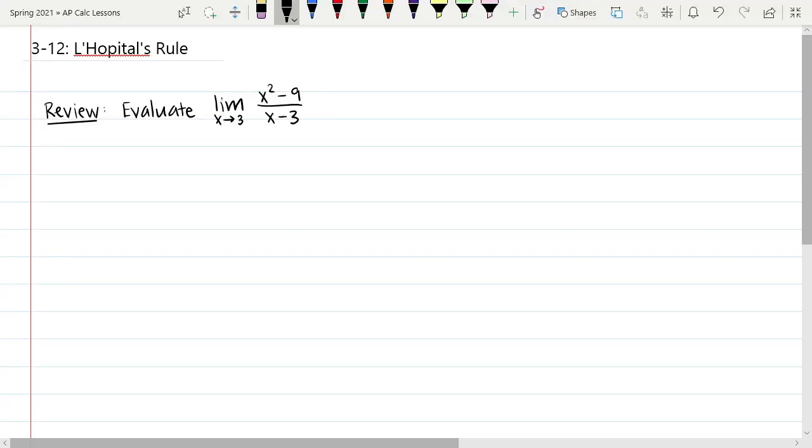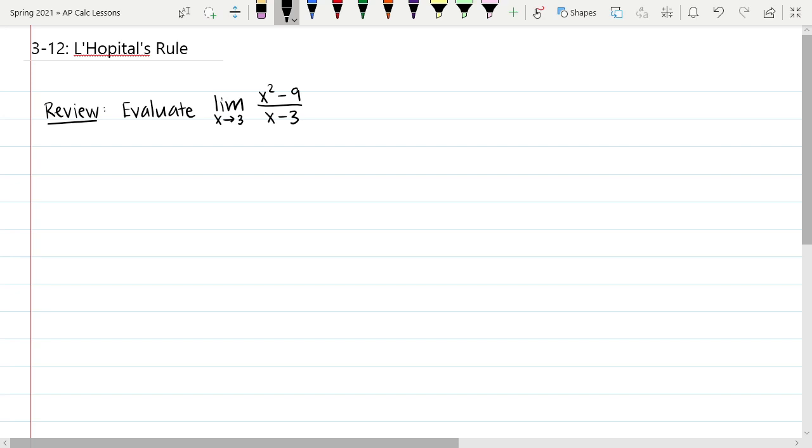Alright, welcome to 3-2. Today we're looking at this thing called L'Hôpital's rule. Yes, L'Hôpital is actually the name of the mathematician. It's also French for the hospital, so you figure it out. Anyway, what L'Hôpital's rule is going to do is give us an application of the derivative that will actually allow us to evaluate certain types of limits.